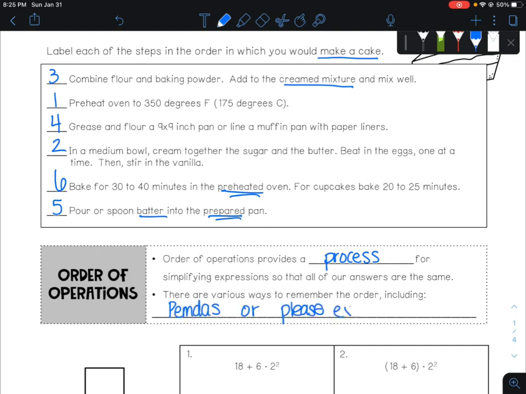There are various ways to remember the order, including PEMDAS, or please excuse my dear Aunt Sally. That's just a way to remember the order of the operations. And each letter here goes with the operations in PEMDAS.